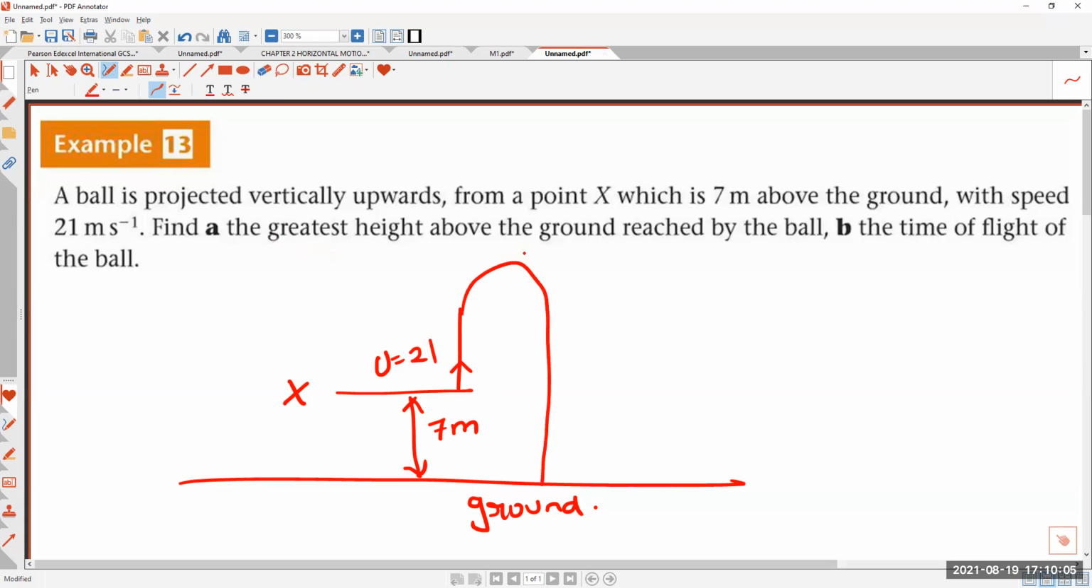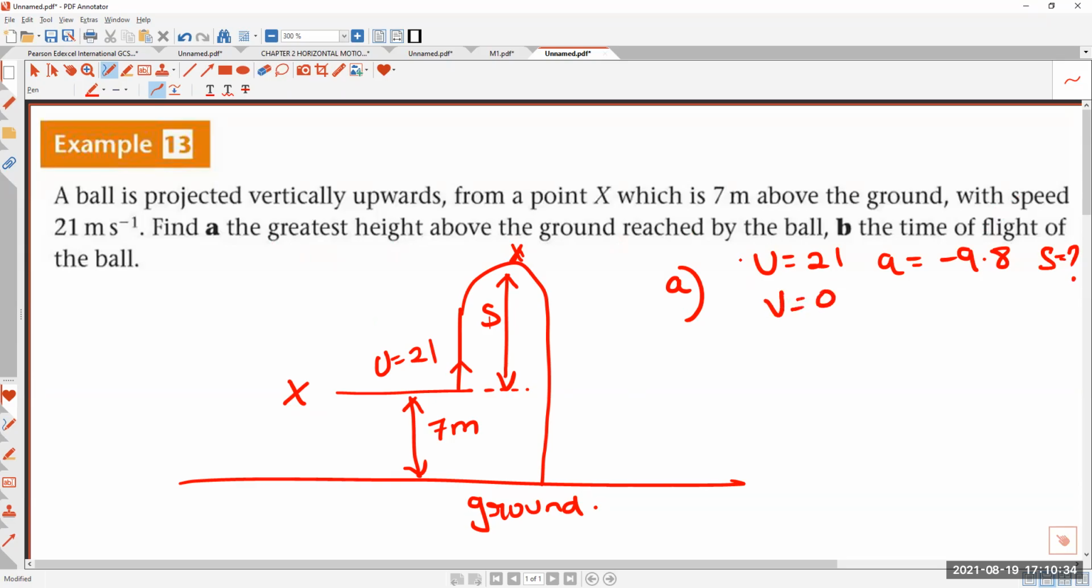Now, find the greatest height above the ground. If I find this s, because this is the maximum height it is going, and if I add it with 7, I will get the greatest height from the ground. So let's start the A part. Your initial velocity we know: 21. Acceleration is minus 9.8. What is the height? Question mark. And what is the final velocity? 0. So which formula? v square is equal to u square plus 2as.